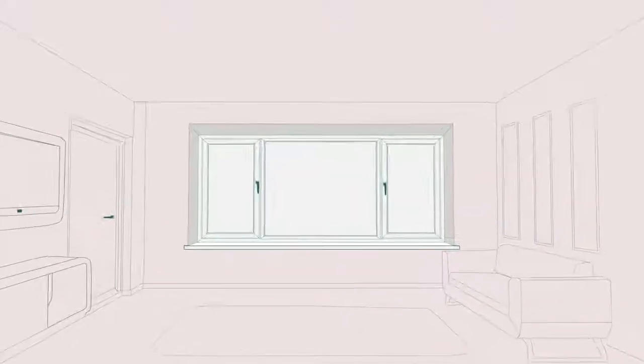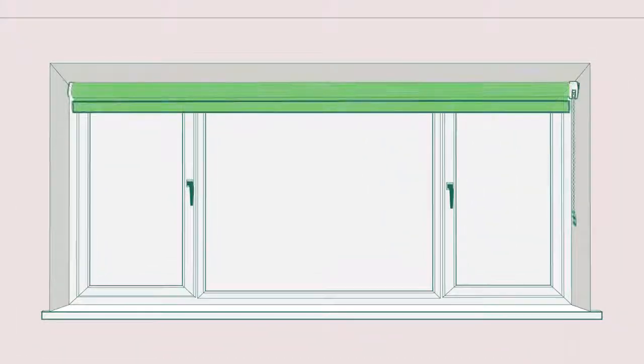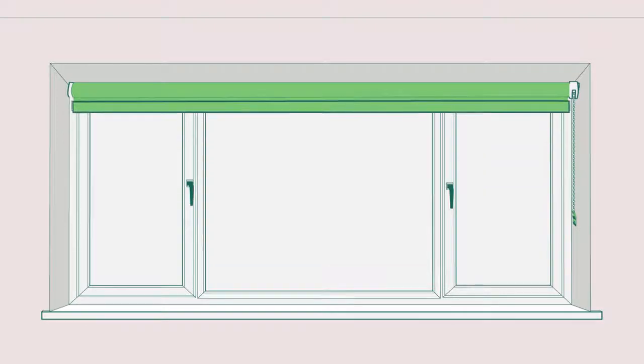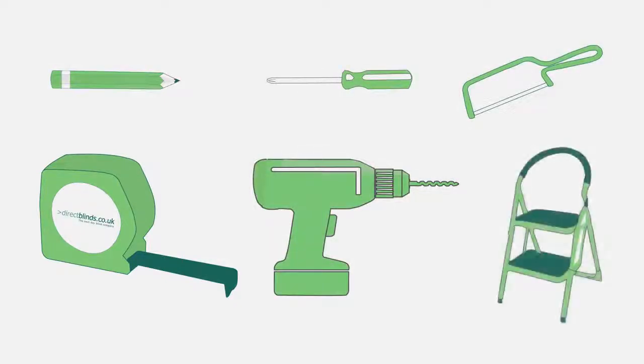This video explains how to install roller blinds. You will need a steel tape measure, a pencil, plus some common DIY tools. You may also need a stepladder.